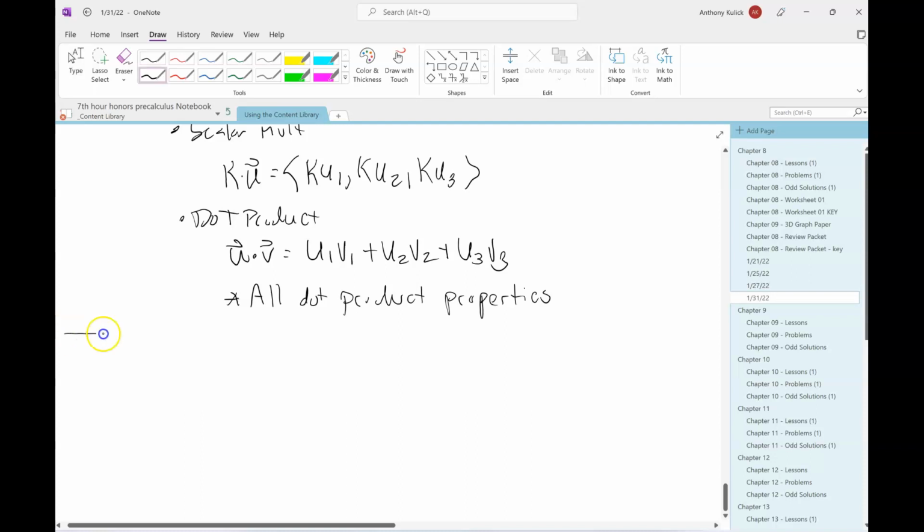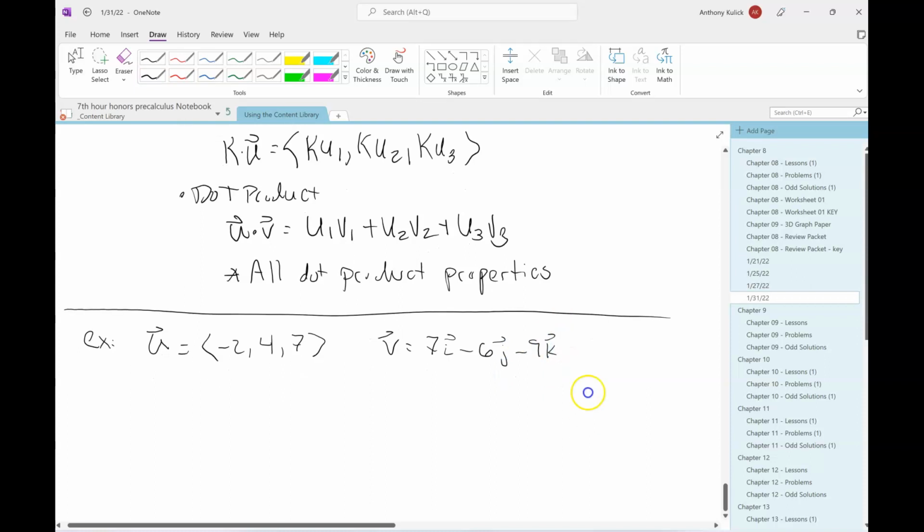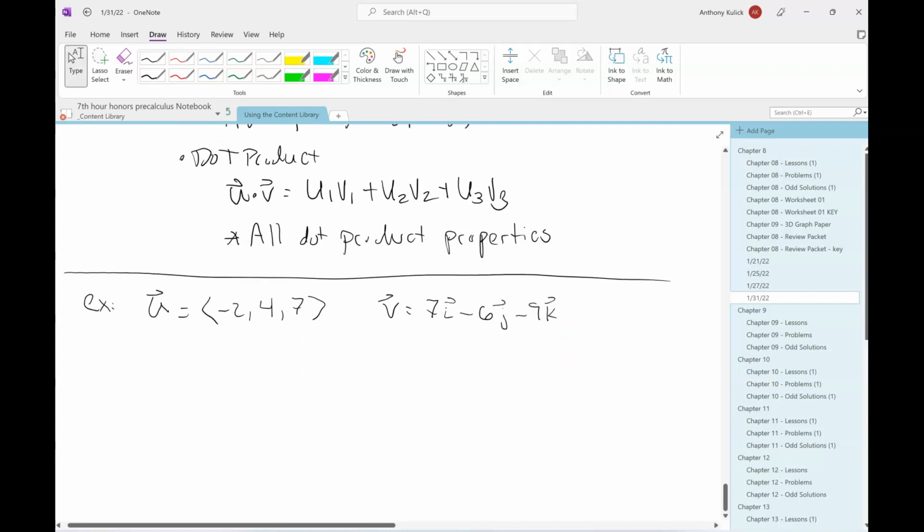Cool. Let's do just a quick little numeric example, and then we'll get this show on the road. So let's say we have the vector u, the component form vector ⟨-2, 4, 7⟩, and vector v, which is the linear combination form vector 7i minus 6j minus 9k. And I just want to do 2u plus v.